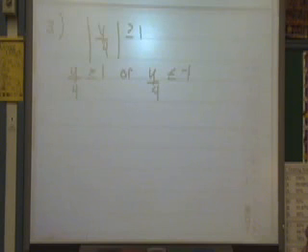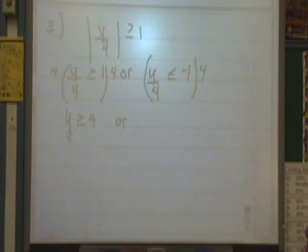So then you multiply everything by 4, and the 4's cancel out. So y is greater than or equal to 4, or you multiply everything by 4, and you get y is less than or equal to negative 4. And then graph it, closed circles on 4 and negative 4, shaded outward.